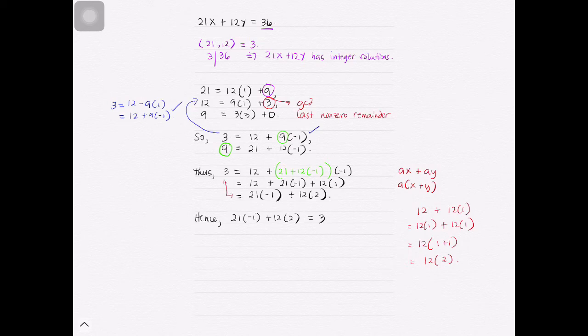Notice that the left side of our equation is already of the format 21 times something plus 12 times something, as in our linear Diophantine equation. But the right side has 36 and we still have only 3. So to make 3 into 36, we have to multiply the entire equation by 12. And so we have this.